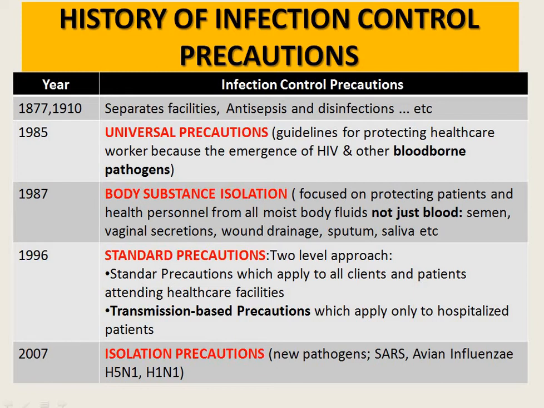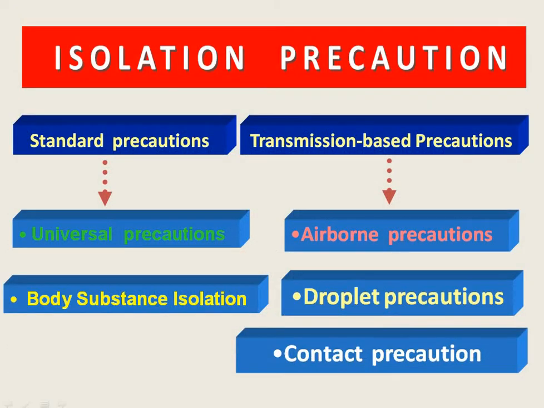In 2007, there were isolation precautions when we found new pathogens, the airborne pathogens: SARS, avian influenza H5N1, H1N1, and now currently we are facing corona. The isolation precautions had various steps. Number one, the standard precaution, in which we have the universal precaution, where we use gloves when dealing with blood or blood-related particles, and body substance isolation, in which any body substance should be isolated.